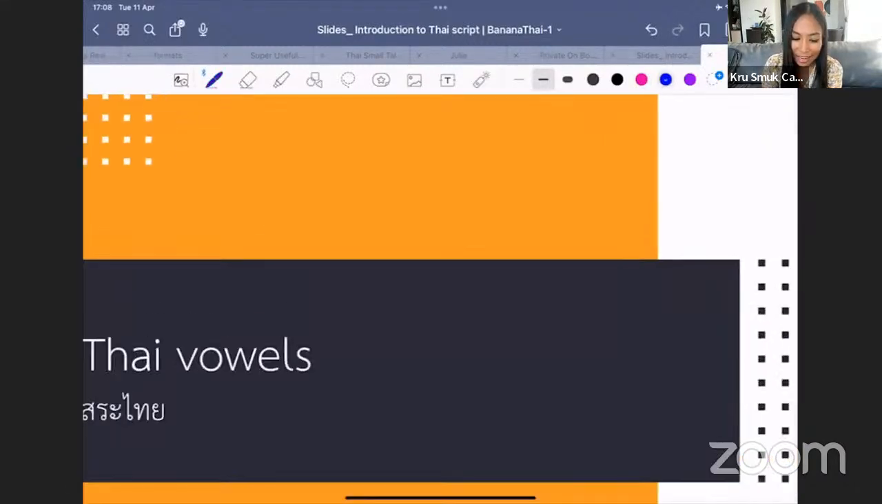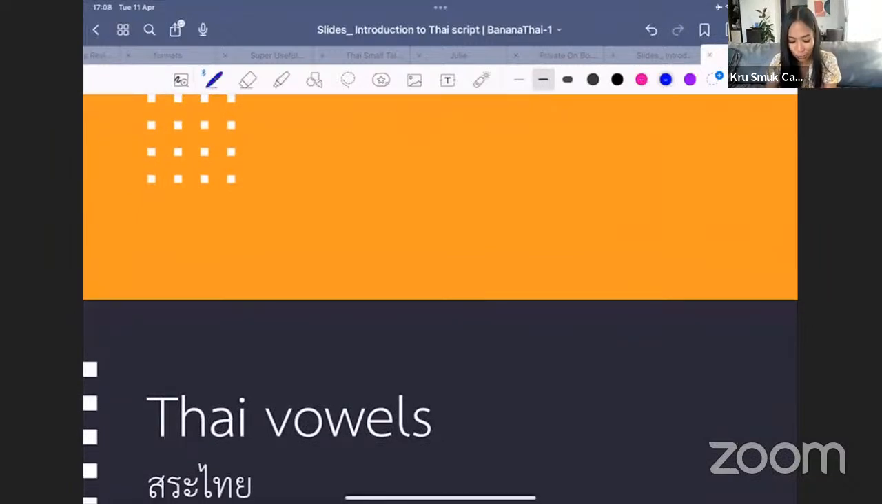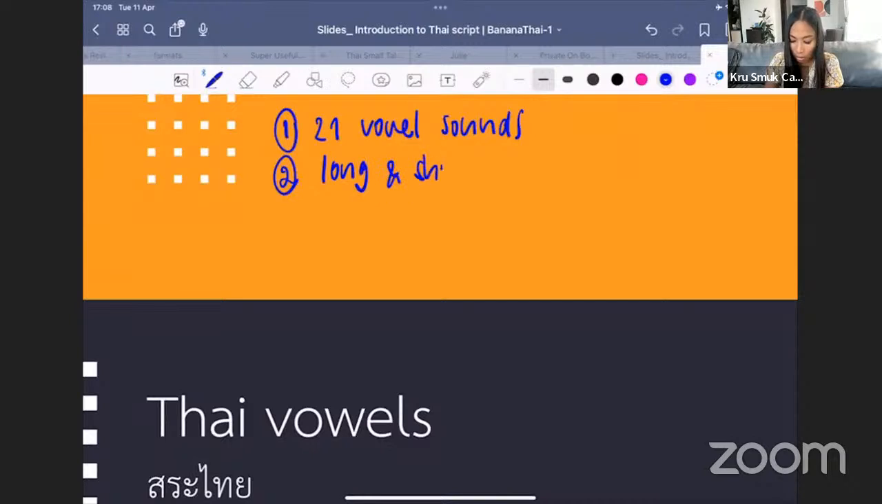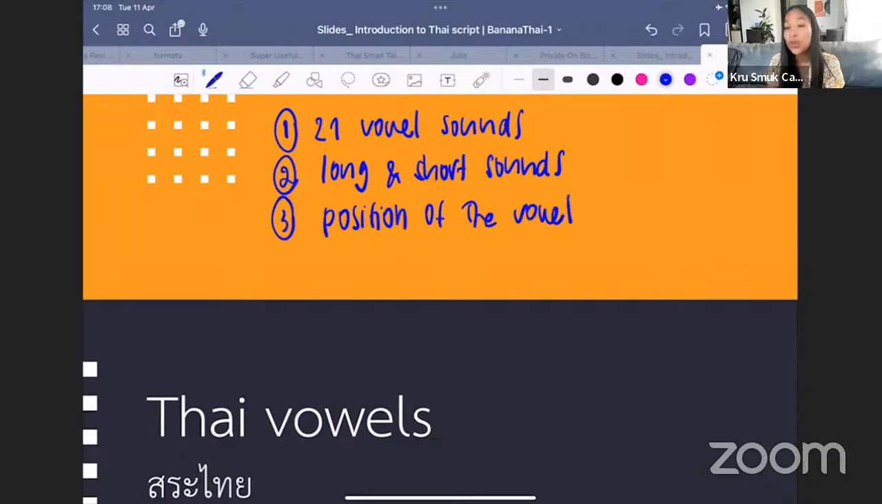Let me put a highlight key here for you. First one, you need to learn, okay, there are 21 vowel sounds, but don't get scared because many of them are separated into short and long vowel sounds. Okay? You need to learn the position of the vowel to the beginning consonant. So these are the main things about vowels. There is more to learn. I'm not saying that's it, but it's good to start with.